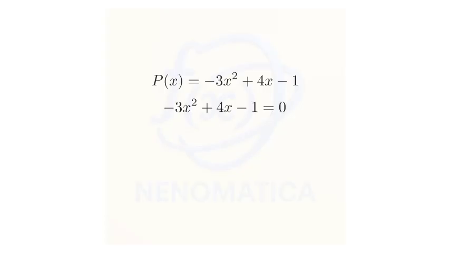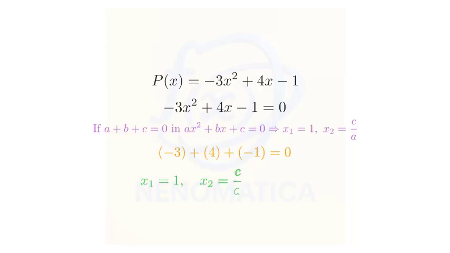Step 1. To find where the sign of p changes, we start by solving p of x equals 0. That is, -3x squared plus 4x minus 1 equals 0. Here is a quick check. For a quadratic ax squared plus bx plus c equals 0, if a plus b plus c equals 0, then the roots are x equals 1 and x equals c over a.